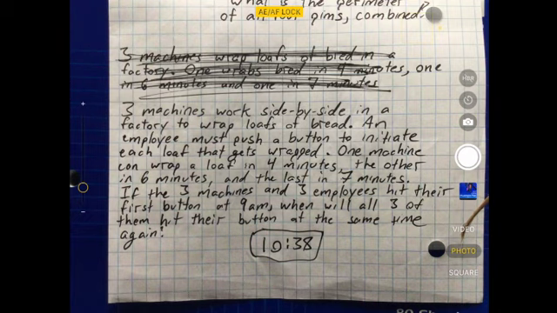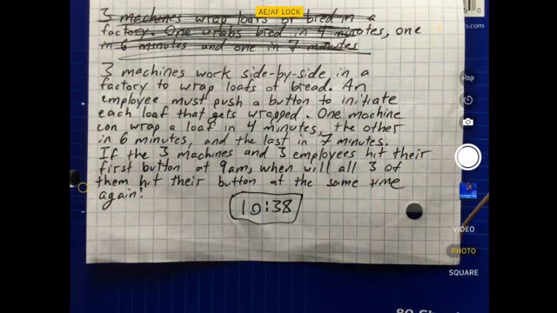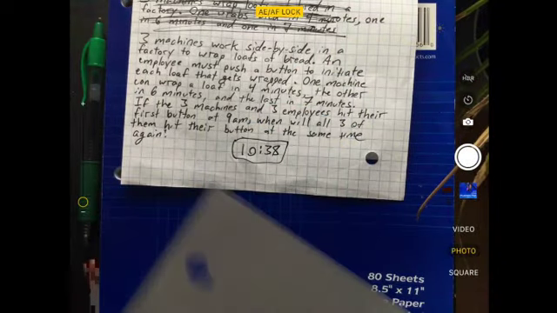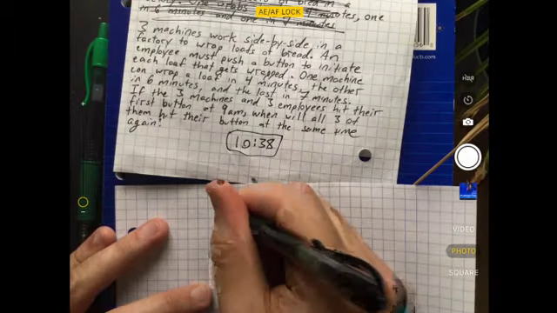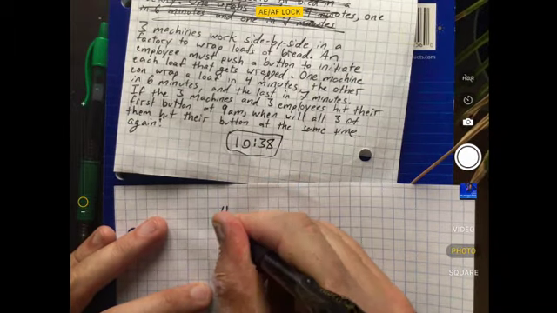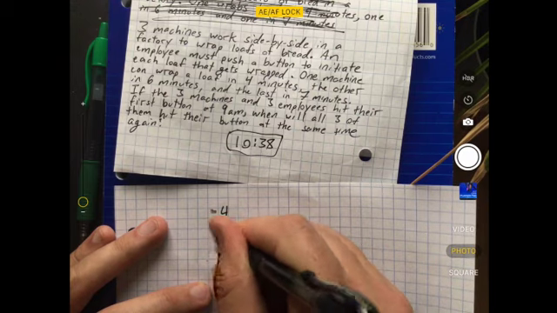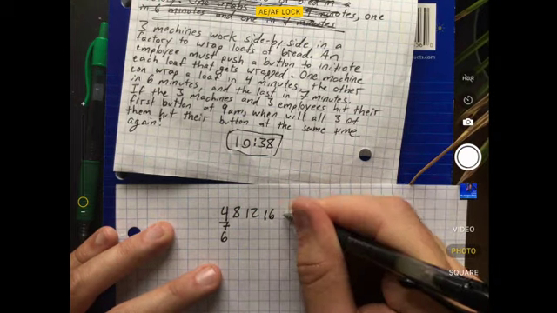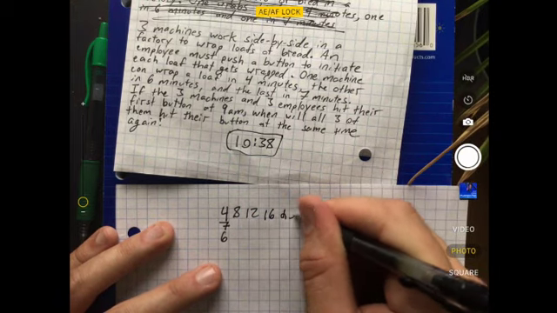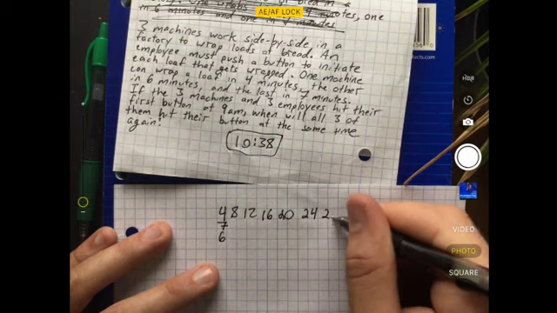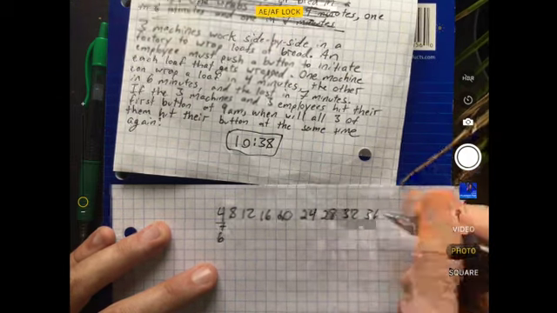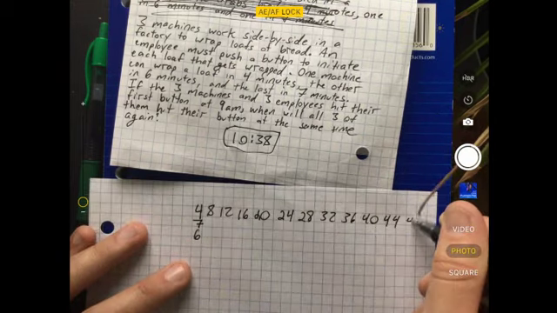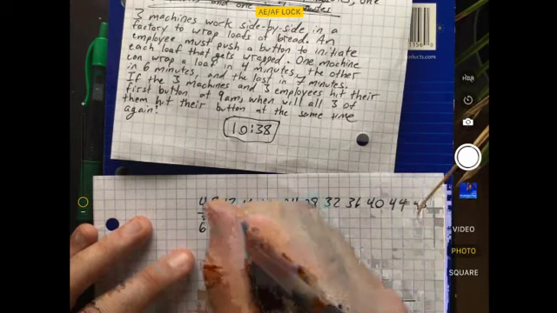Okay, so again, this is another lowest common multiple problem, because we know that one machine takes 4 minutes, one machine takes 7 minutes, and one takes 6 minutes. I did that out of order. So 8, 12, 16, 20. I know my multiples of 4, I promise. 24, 28, 32, 36, 40, 44, 48. I'm running out of room. Hopefully that's enough. And then we go through 7, 14, 21, 28, 35, 42.